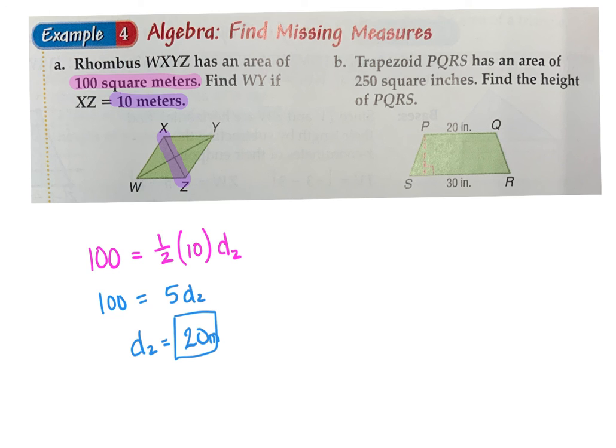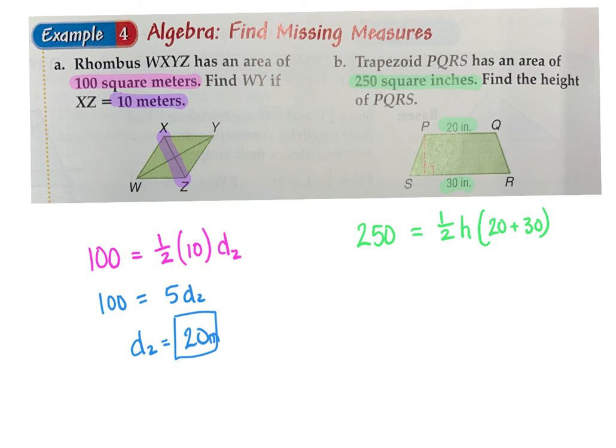Trapezoid. A trapezoid has an area of 250 square inches. Find the height. All right. And so for this one, they've given me the area, and I have my two bases. So again, I'm just going to plug that in. The area of my trapezoid should be 1/2 my height, which I don't know, times base 1 plus base 2.